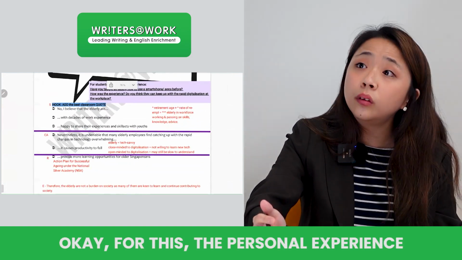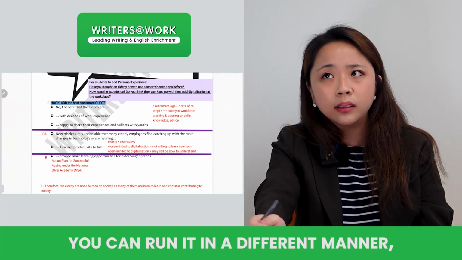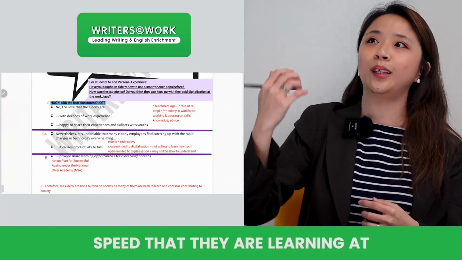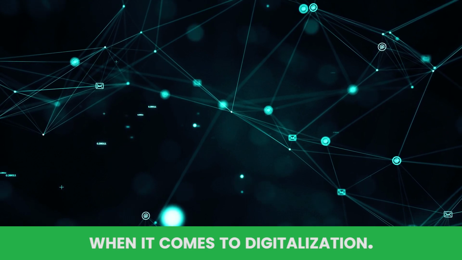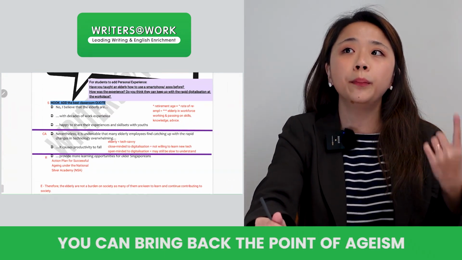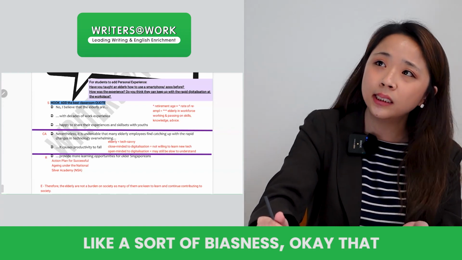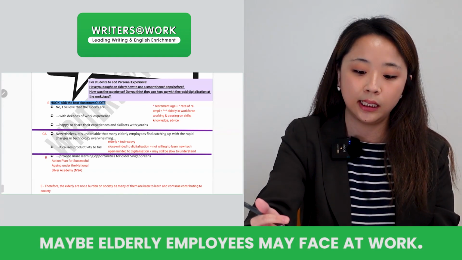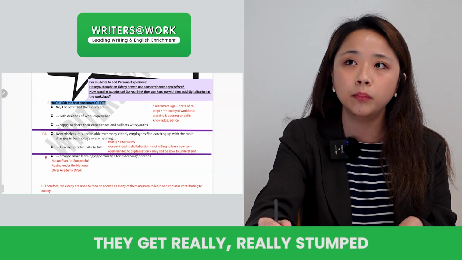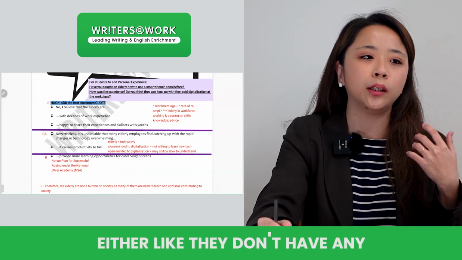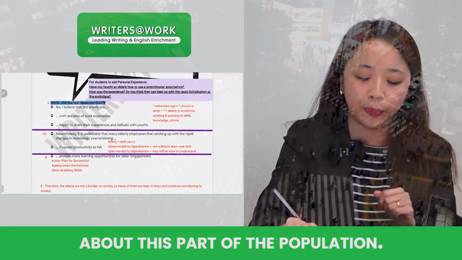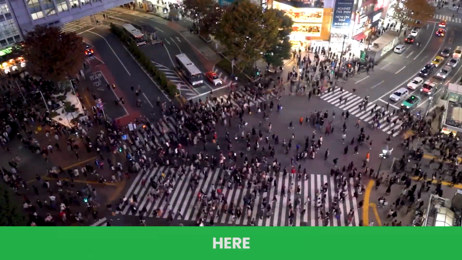For this, the personal experience, you can word it in a different manner, but I want them to relate to the elderly and the kind of speed that they are learning at when it comes to digitalization. Because the counter argument is focused solely on elderly employees, you can bring back the point of ageism, a sort of bias that elderly employees may face at work. All these little points here are for explanation, because some students get really stumped when talking about elderly. Either they don't have any close experiences with them, or they're completely shut off about this part of the population.